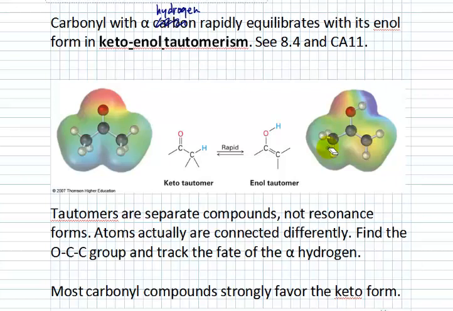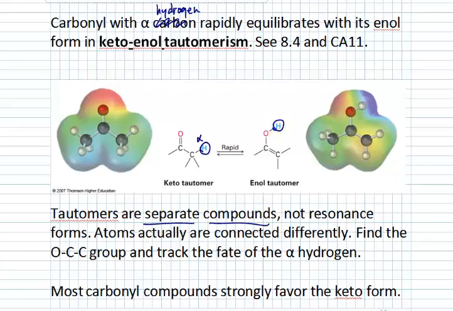This is an equilibrium between two different compounds. Tautomers are separate compounds. They're not resonance forms. Remember, for it to be resonance structures, you have to have all the same atoms in all the same place, and the only thing you're moving are electrons. But this is different, because look what moves here. In the keto form, we have an alpha hydrogen. In the enol form, that same hydrogen is now attached to the oxygen. So atoms have actually moved. We have two compounds that are in equilibrium with each other.